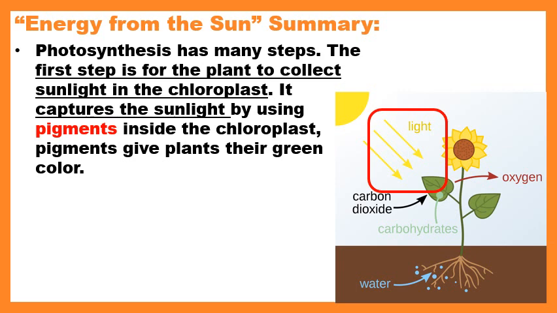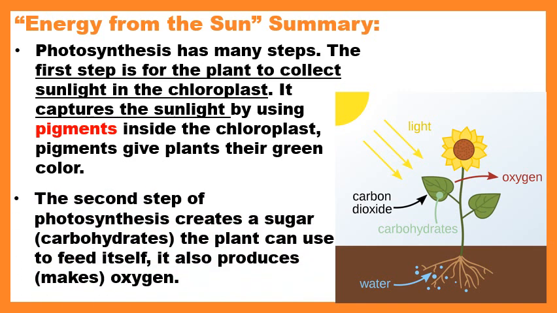So most plants on earth are green, and that's because plants are autotrophs. Plants make their own food in the chloroplast, and inside the chloroplast there are pigments, and pigments give plants that green color. The second step of photosynthesis creates a sugar, which remember we learned yesterday, another word for sugar is a carbohydrate that the plant can use to feed itself. Okay, so second step makes carbohydrate. It also makes oxygen, which is really important because animals breathe in oxygen to live.